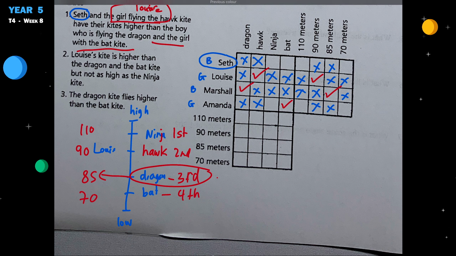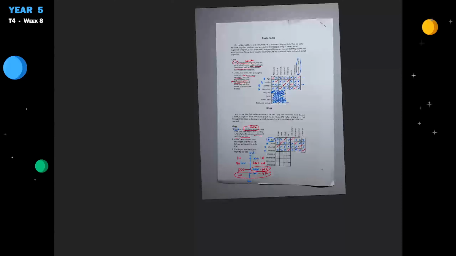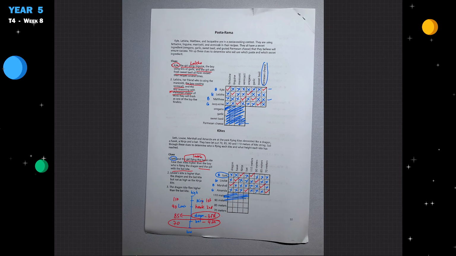Okay, if she has the bat, then we can cross this and this out, which means that Seth has the ninja. And if she has the bat, she's in fourth place, which is 70, so the bat must be 70. So Amanda is on here, and obviously Seth with the ninja comes in at 110, and there you go, all done. And you don't even need to use that little part there. So there you go. All right, hope that helps.